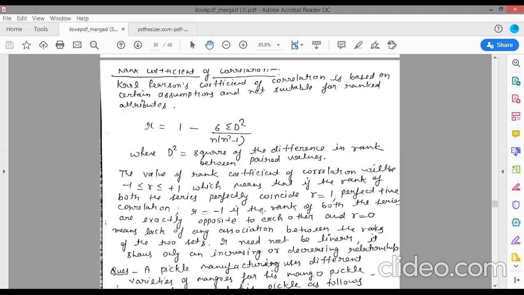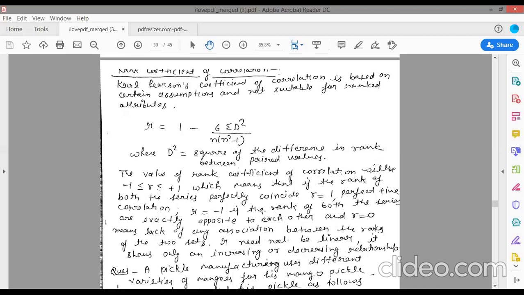If r is equal to 0, it means a lack of any association between the ranks of the two sets. If the rank coefficient is 1, it means perfect positive correlation. If r is equal to minus 1, the ranks of both series are exactly opposite to each other, and that means perfect negative correlation. And if r is equal to 0, that means there is no correlation.